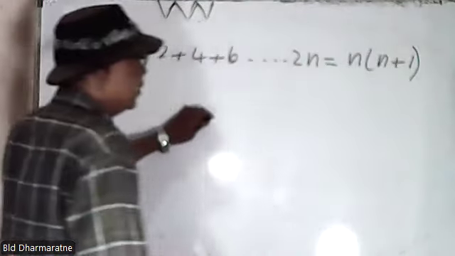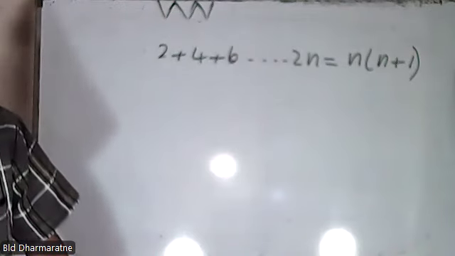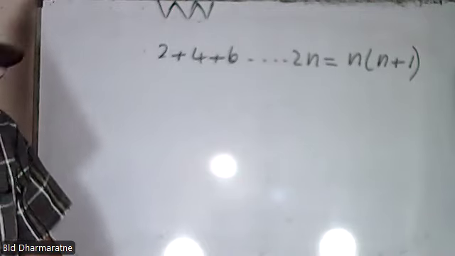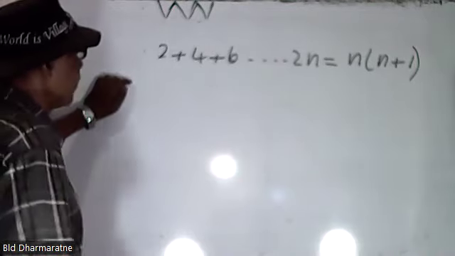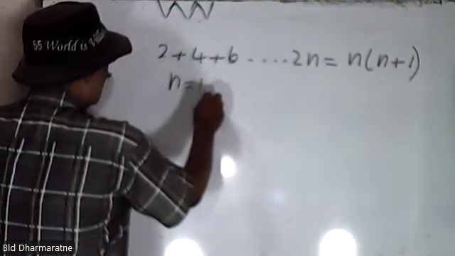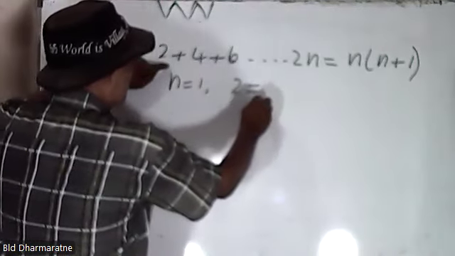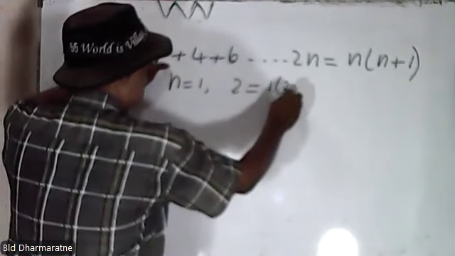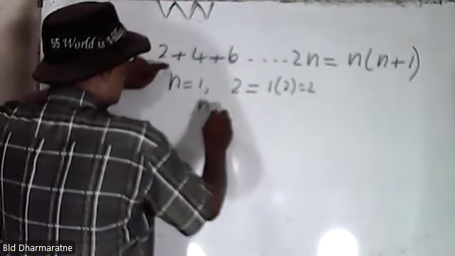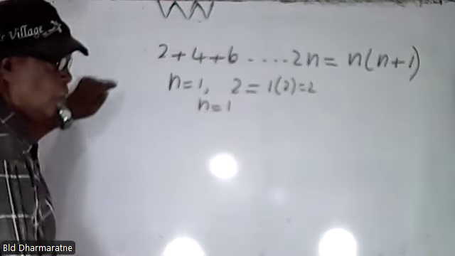We have to use mathematical induction to prove that this is satisfied for all the positive integers n. We try n equal 1. What happens? Left hand side 2, equal to the right hand side 2. We can say for n equal 1, the result is true. For that condition, the result is true.